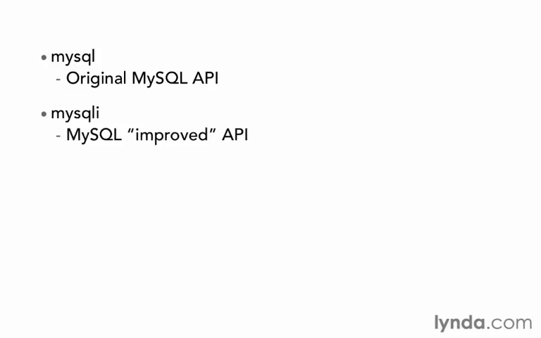The first one is going to be just called MySQL. It's the original MySQL API for PHP. The second one is MySQLi. The i stands for improved, and it just has some improvements over MySQL. It's very, very similar. And then the third option is PDO, which stands for PHP Data Objects.